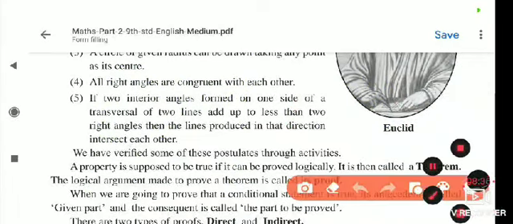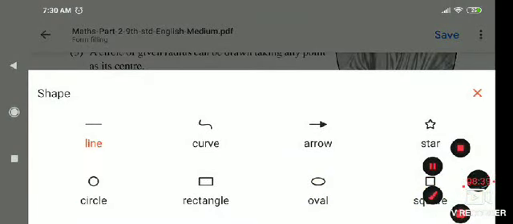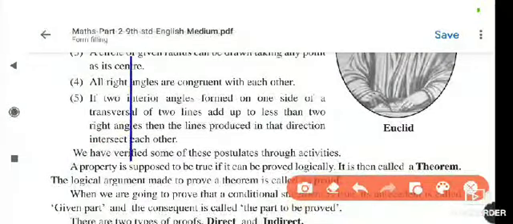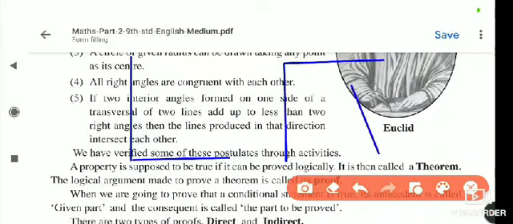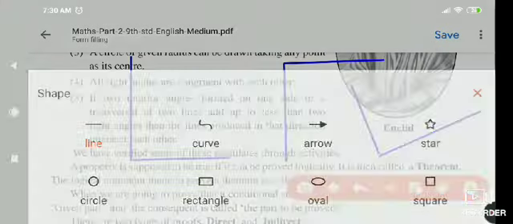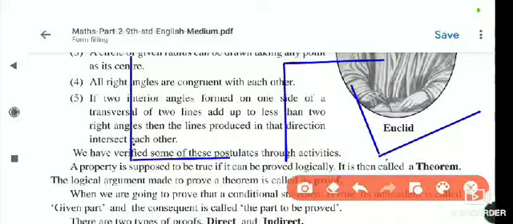Then all the right angles are congruent to each other. This statement is correct. The reason behind it is that if this is a right angle, it is congruent to this right angle, because you can draw it anywhere, and its measure is always 90. You know that a right angle means its measure is always 90 degrees, and that's why wherever you draw this angle, you will notice that its measure is 90 degrees.